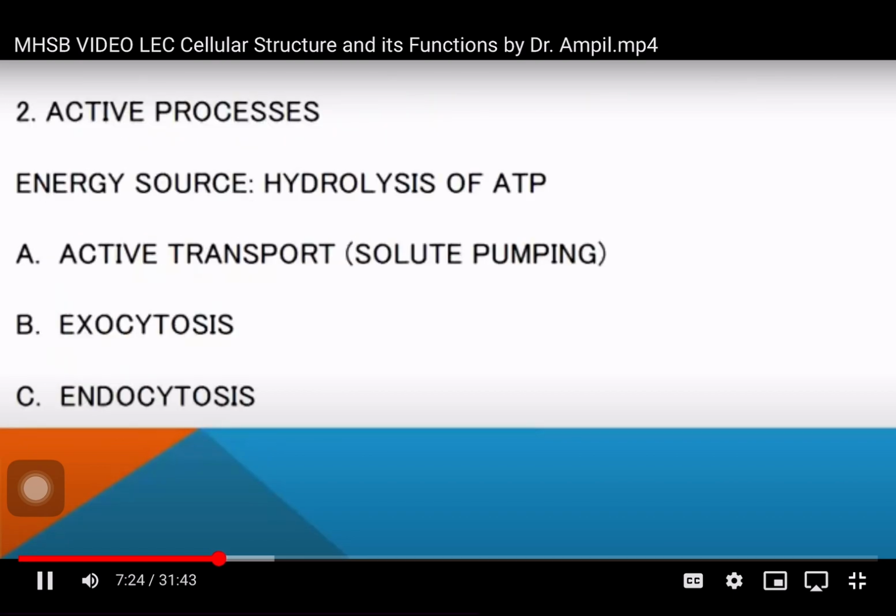Now we go into the active processes. Here, again, you have movements of substances across a concentration gradient with expenditure of energy. The energy source is hydrolysis of adenosine triphosphate. Examples of this are the active transport mechanism involving the sodium pump.